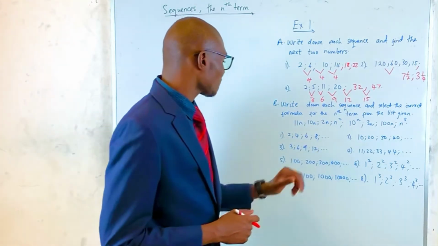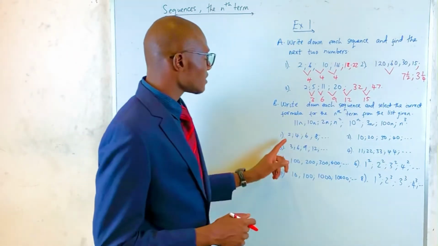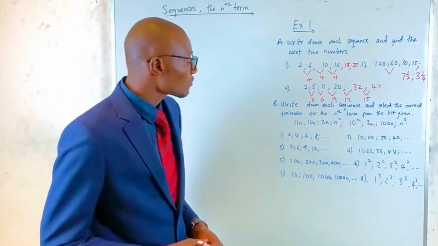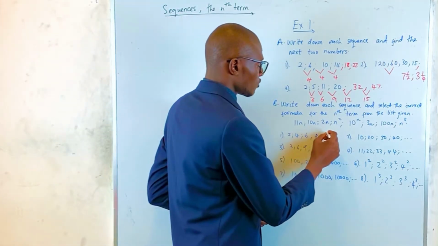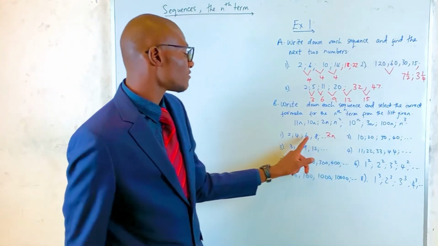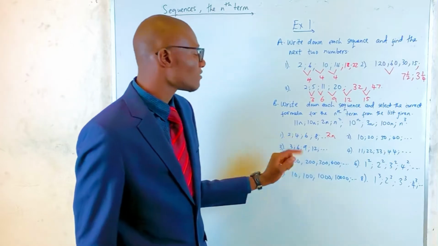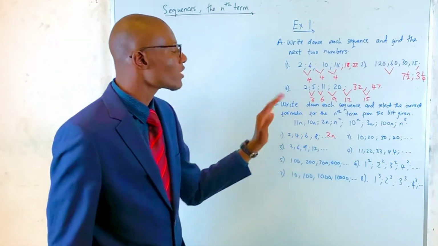pick our nth term. So for the first one here, we've got 2, 4, 6, 8. We see these are multiples of 2. So the nth term for this one is simply 2n. When n is 1, which is the first term, that will be 2 times 1, which gives us 2. When n is 2, that's the second term, 2 times 2, 4, and so forth.